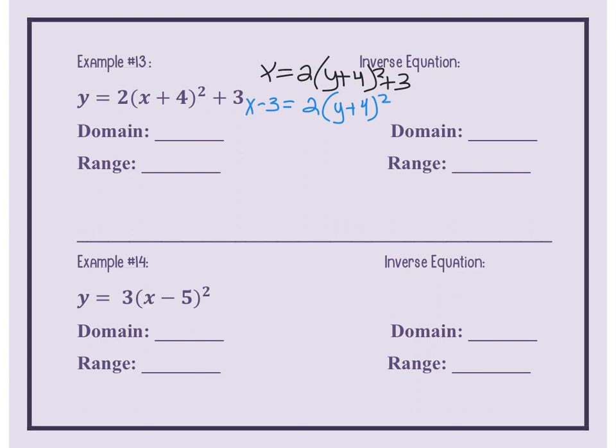The next step is to divide by that 2. So when I divide by that 2, I'm left with (y plus 4) squared. Now, how do I get rid of a square? What am I going to do? Take the square root. So then I have the square root of (x minus 3) over 2 is equal to y plus 4.